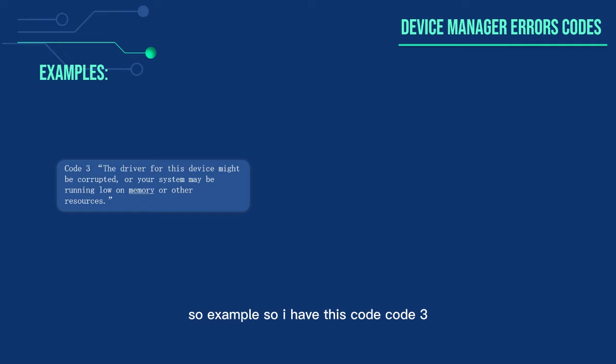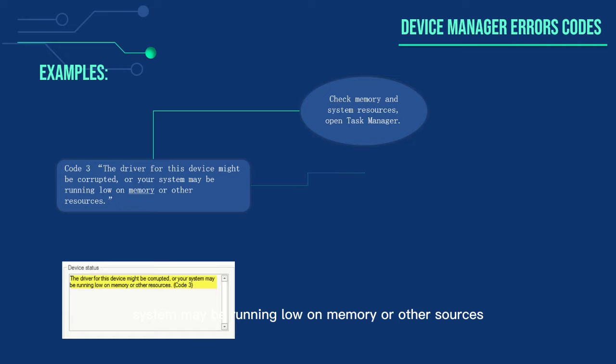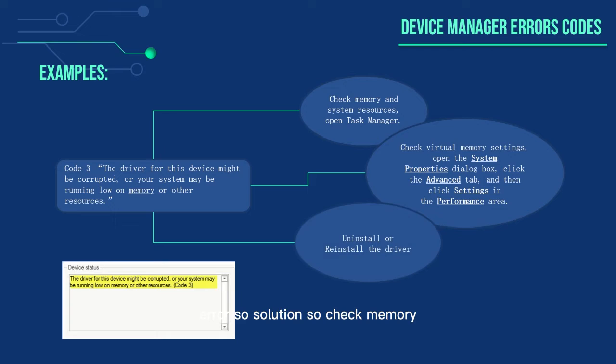So I have an example of the Device Manager error codes. I have this code 3. The driver for this device might be corrupted, or your system may be running low on memory or other resources. These are the figures of the code 3 error. Solution: check memory and system resources by opening Task Manager. Solution number 2, check virtual memory settings: open the System Properties dialog box, click the Advanced tab, and then click Settings in the Performance area.